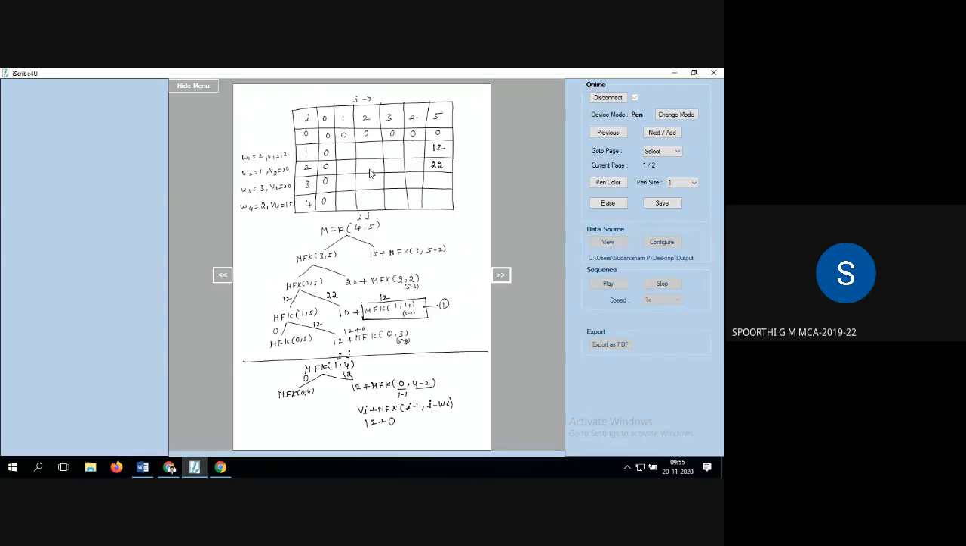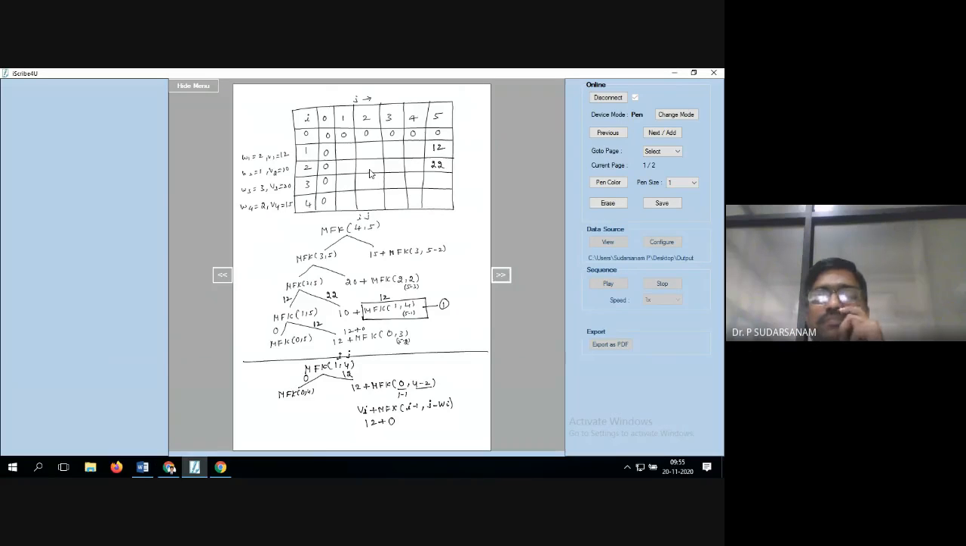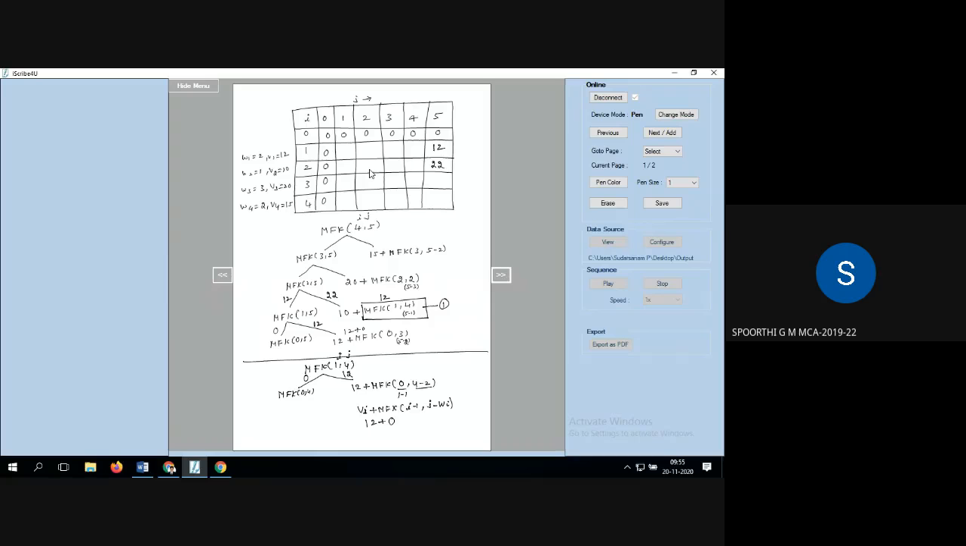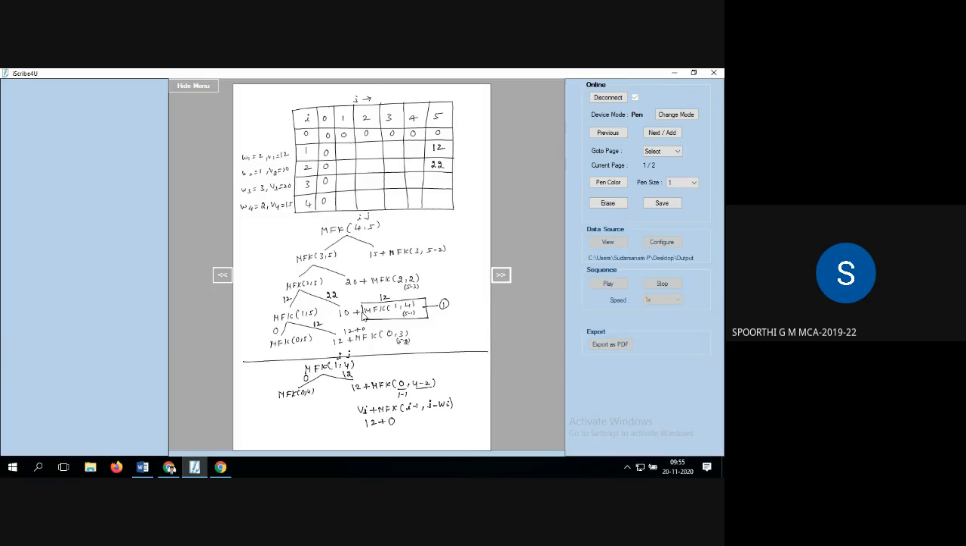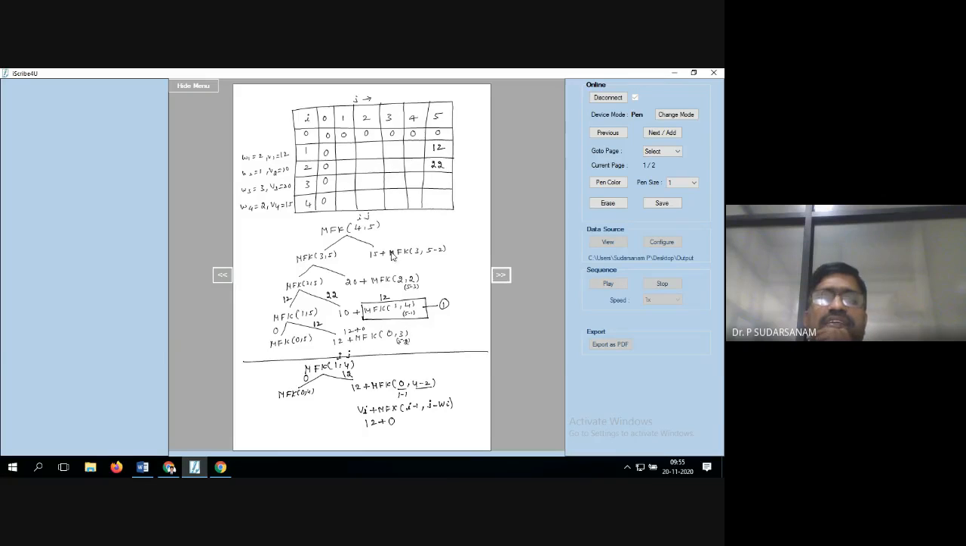Sir, I have one doubt. Yeah, tell me, madam. Sir, why don't we do it for MFK of 0 comma 3, just like how we did for MFK of 1 comma 4? Yes, sir, same like that. Why don't we do it for MFK of 0 comma 3? No, your target is which one?